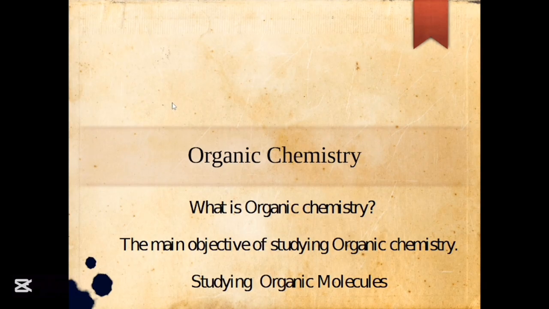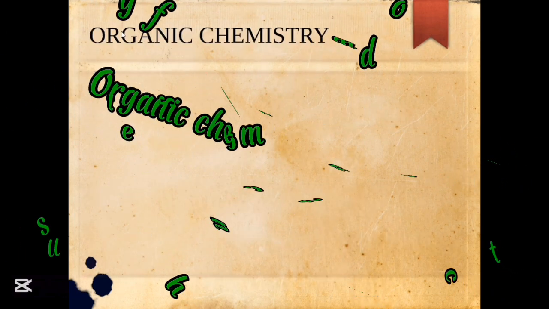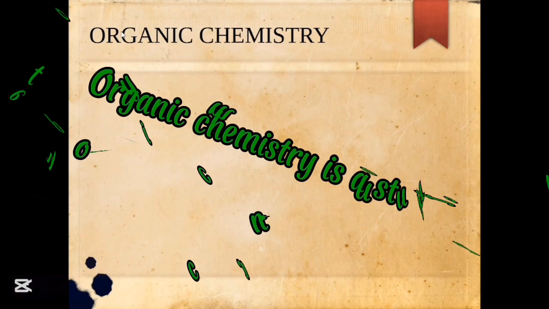So in today's outline, we'll be looking at what is organic chemistry, the main objective of studying organic chemistry, and studying organic molecules, their structures, their homologous series, their general formulas, their molecular formulas, their functional group, and their IUPAC names. So buckle up and let's get into it. So let us try to understand what is organic chemistry.